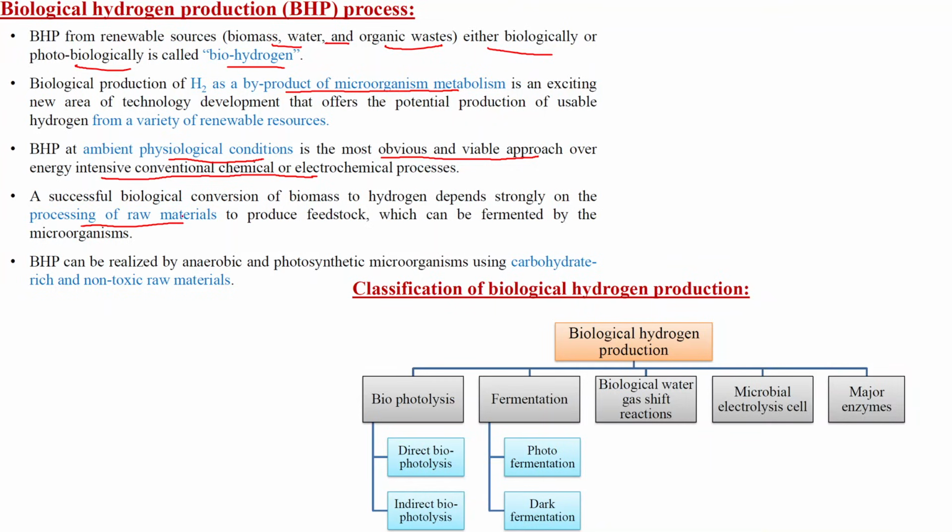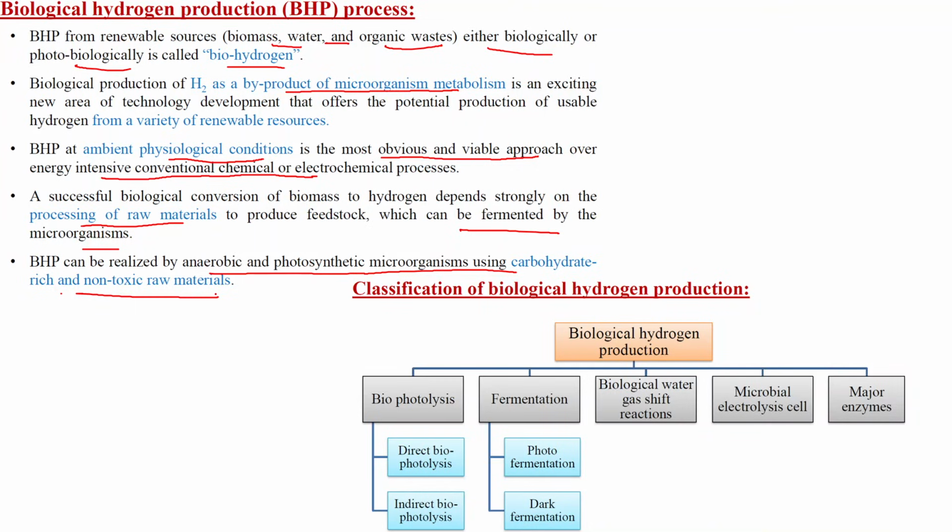So it is not like this waste from the food industry and agricultural waste is the feedstock. That is the raw material. We need to prepare a feedstock from it which can be easily fermented by the microorganisms to produce hydrogen. Okay. So BHP can be realized by aerobic and photosynthetic microorganisms using hydrocarbon rich and non-toxic raw materials.